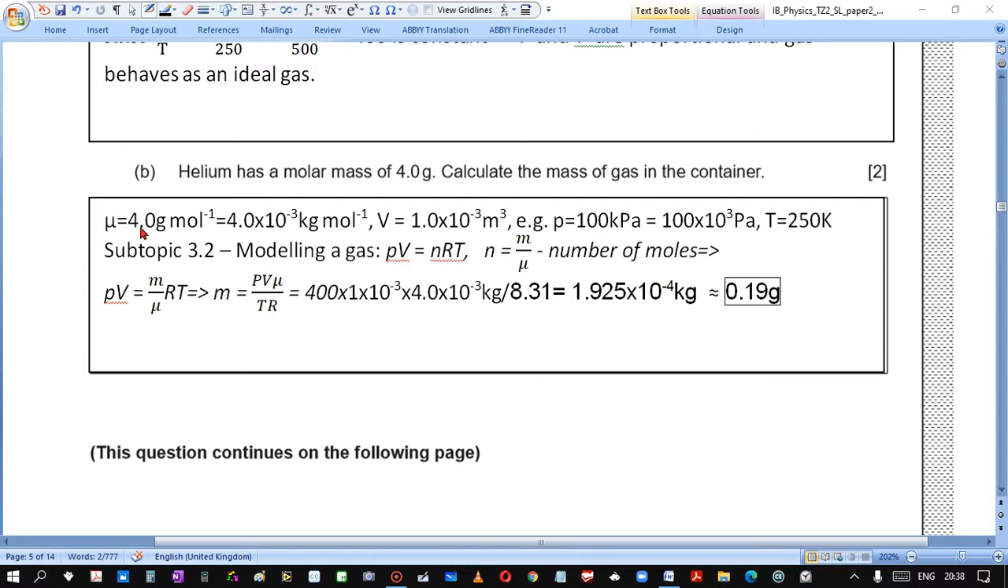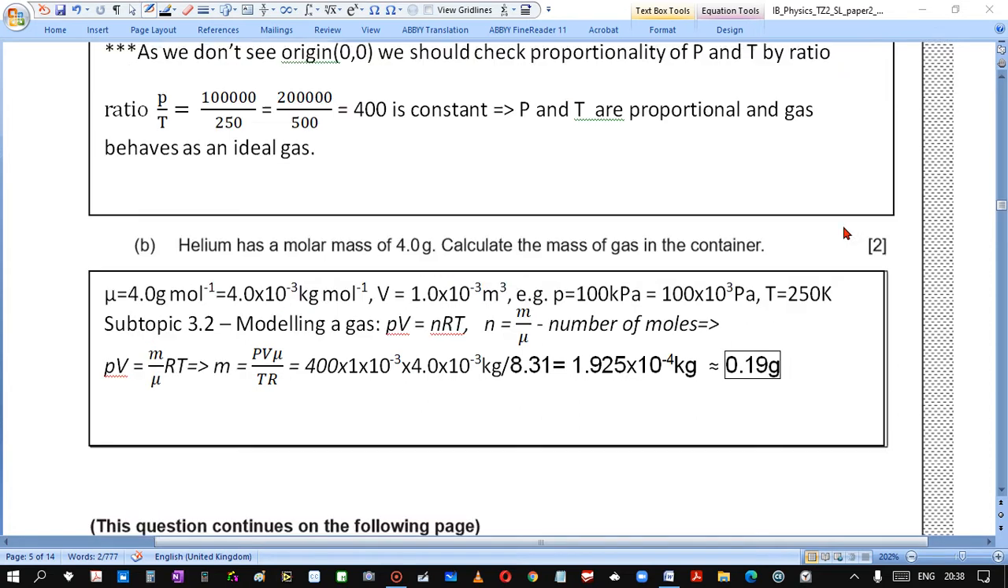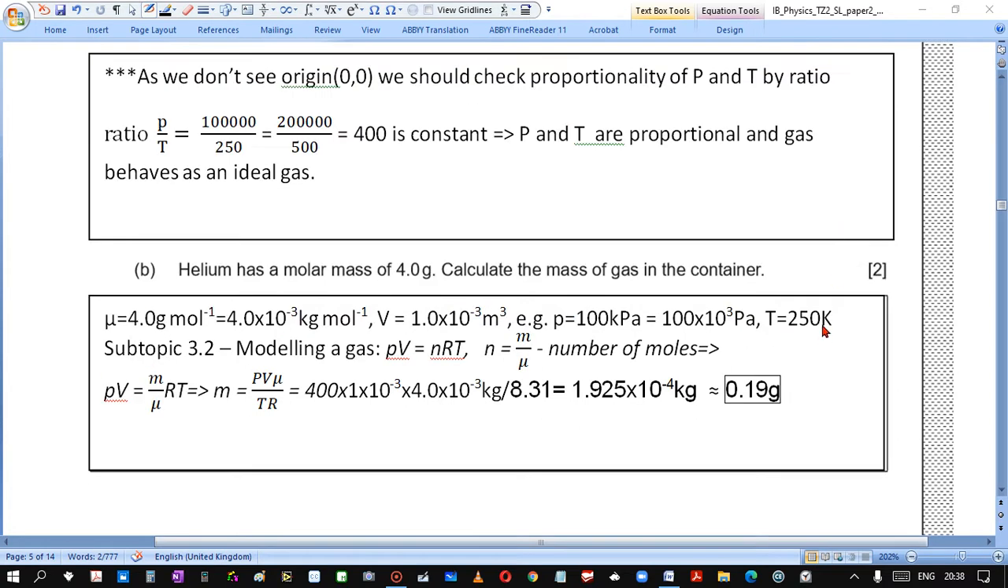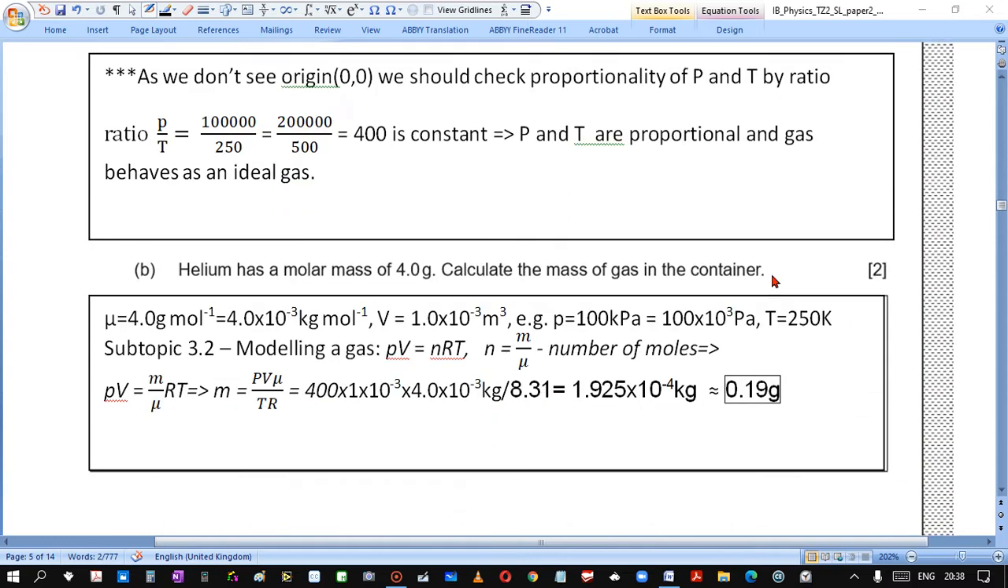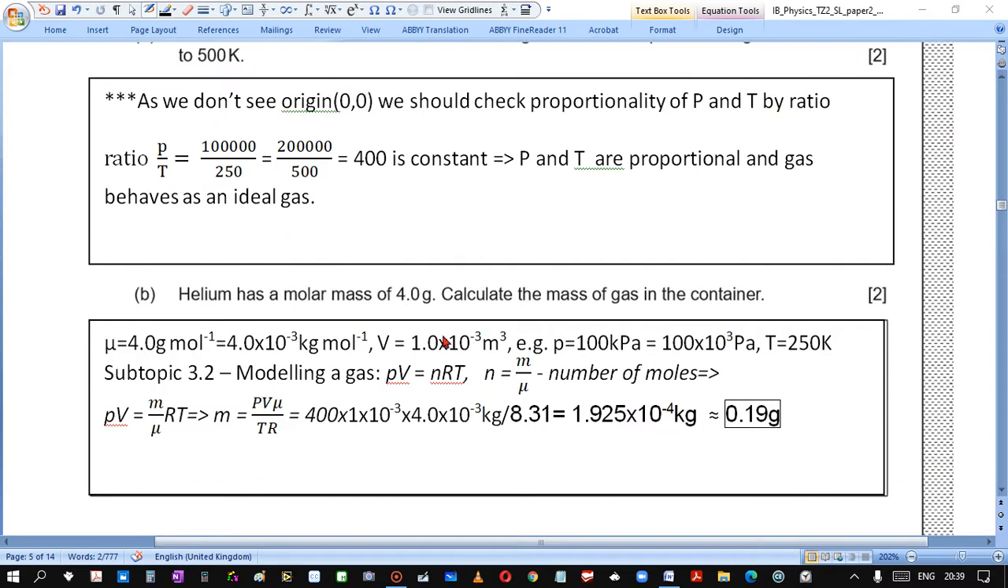So molar mass is given. We change it into kilograms. Volume is given. Pressure we change into pascals. Temperature is given. For example, we take temperature 250 Kelvin and pressure then will be 100,000 pascals according to the graph.